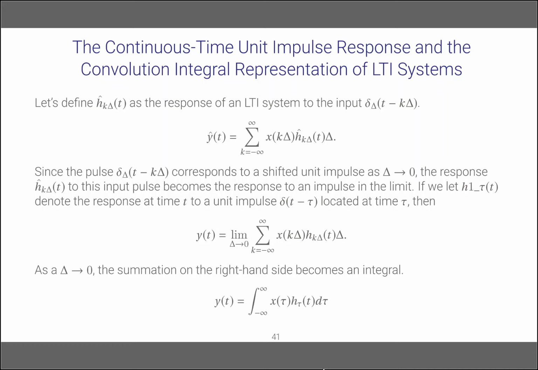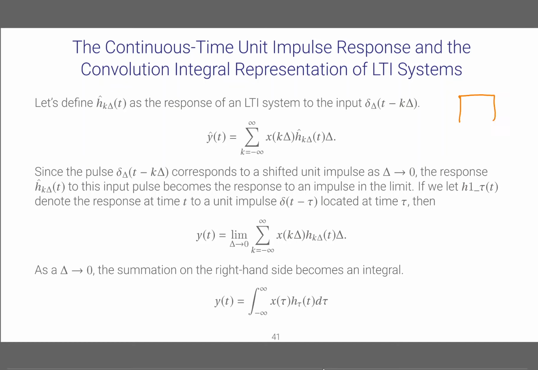So let's define ĥ_kΔ(t) as the response of an LTI system to the input δ_Δ(t − kΔ). So what we are saying here is, we have that system. The input to that is δ_Δ(t − kΔ), and due to this, our output is ĥ_kΔ(t). So we use this as a subscript to indicate that it is a different shape of a signal due to the input at kΔ.